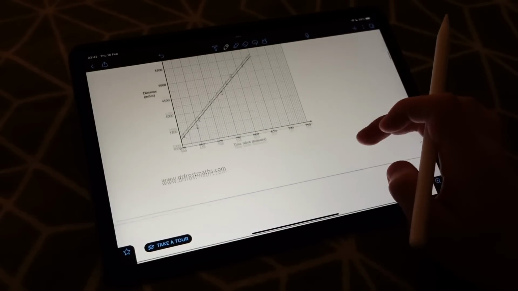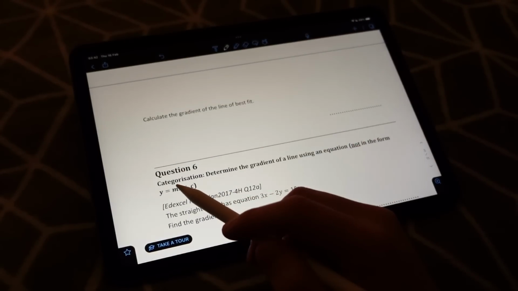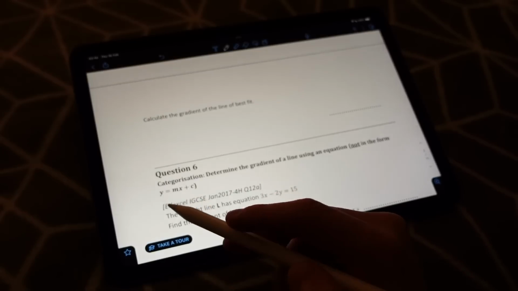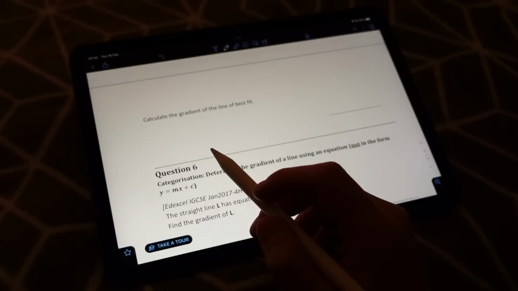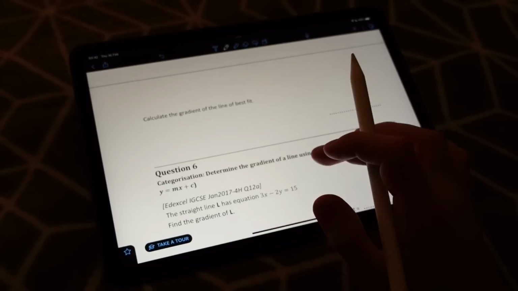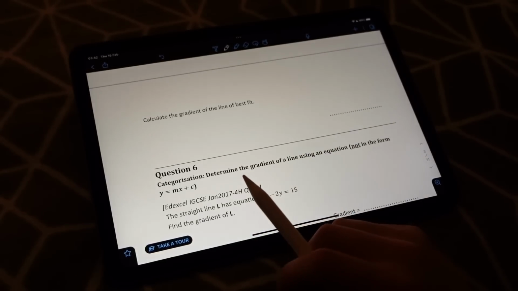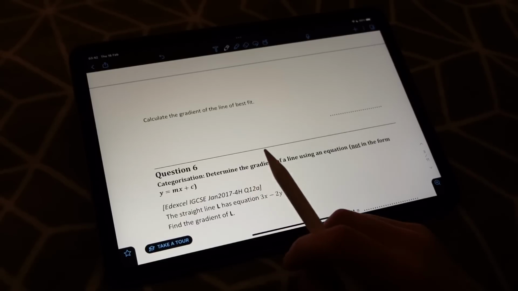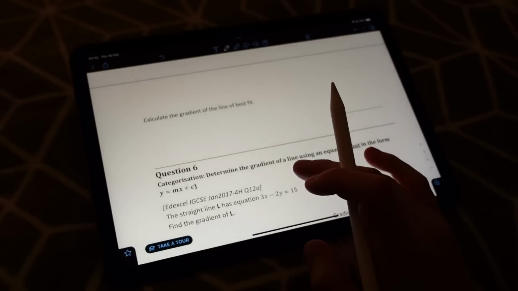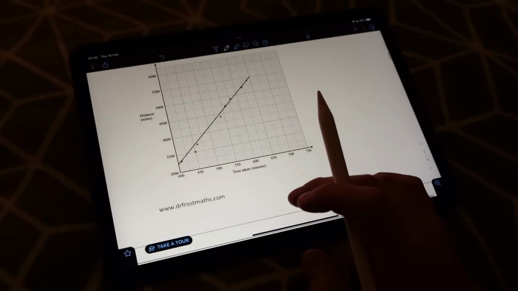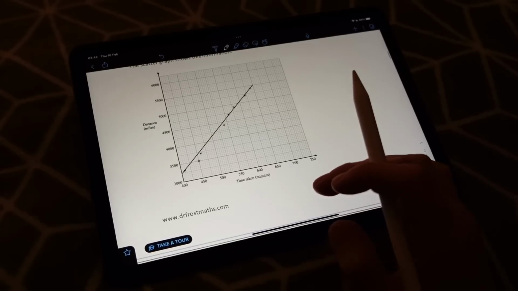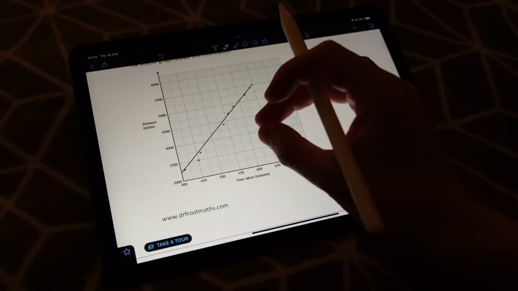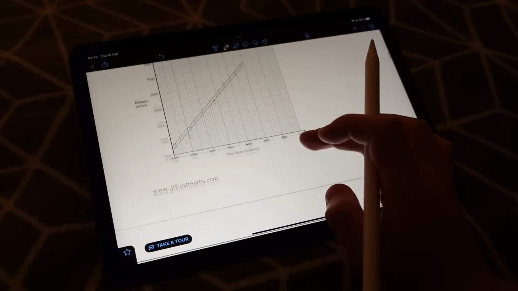Anyways, I'm assuming, yeah, there we go. Calculate the gradient of the line of best fit, only the gradient. We don't need to work out the entire equation, so that's not too bad. In this case, what I'll do is just pick a point on the graph, maybe pick 2 points, and determine the gradient the same way we did before. Simple as. So let's find 2 points.